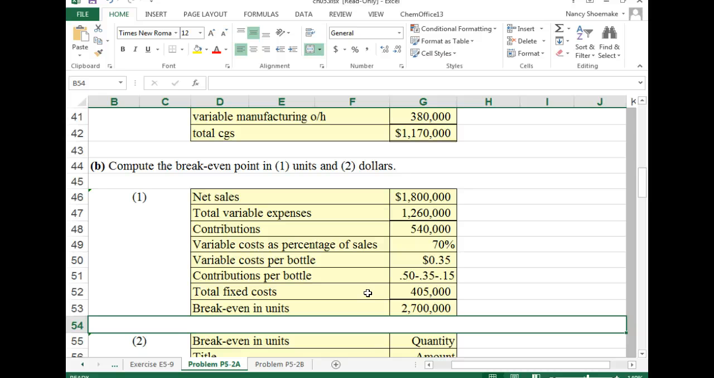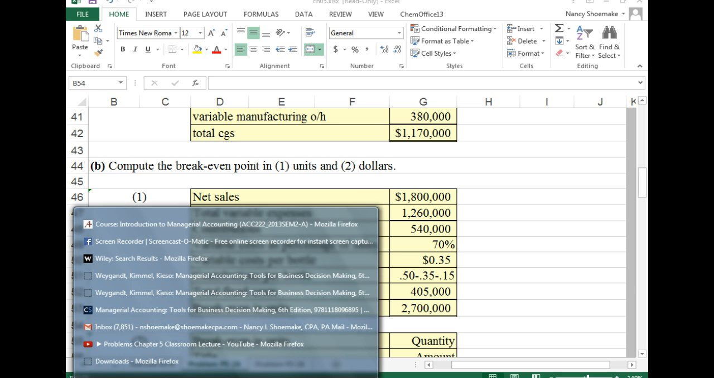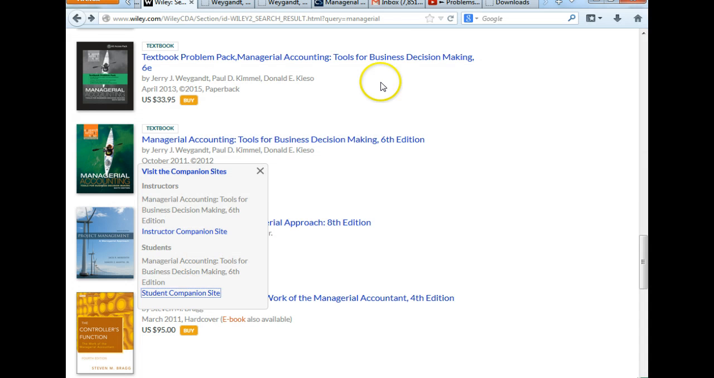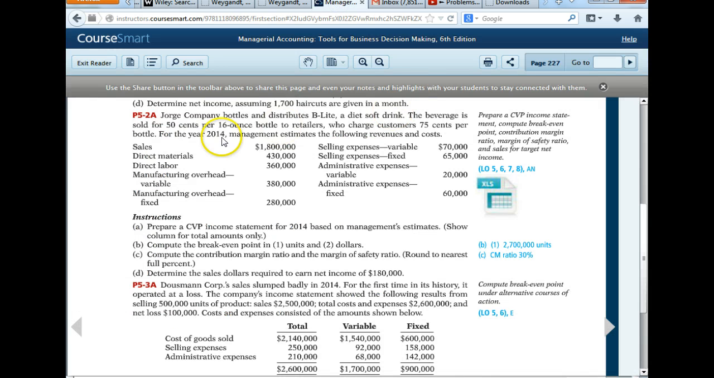So you're saying if they wanted to do 1,800,000 in sales, they would have to produce 2,700,000 bottles to break even. Just to break even. Okay. And remember, good question. All of this is totally estimates.